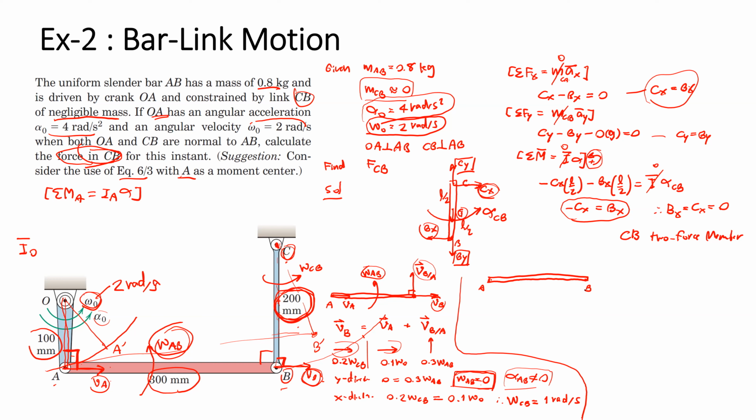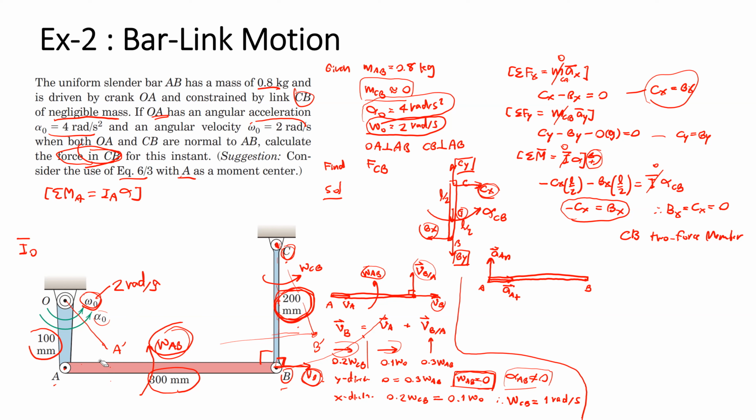We know that point A travels in a curvilinear path with a constant radius. So at point A, we have the tangential acceleration of point A in the tangential direction, and the acceleration of point A in the normal direction.